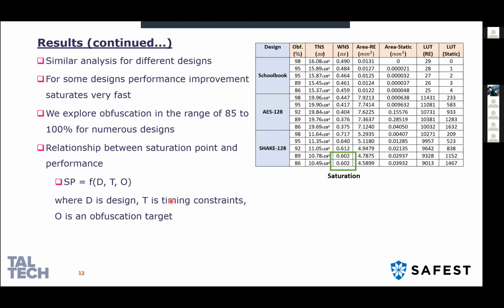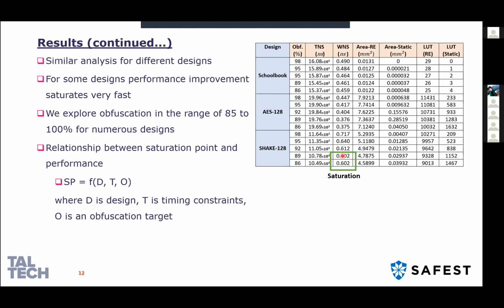More about the results, we have performed a similar analysis as shown in the previous slide for different designs. Then we come to the conclusion that for some designs, the performance improvements saturate very fast. For example, this table shows only 3 examples of different designs. We can see that WNS is decreasing as we decrease the obfuscation.